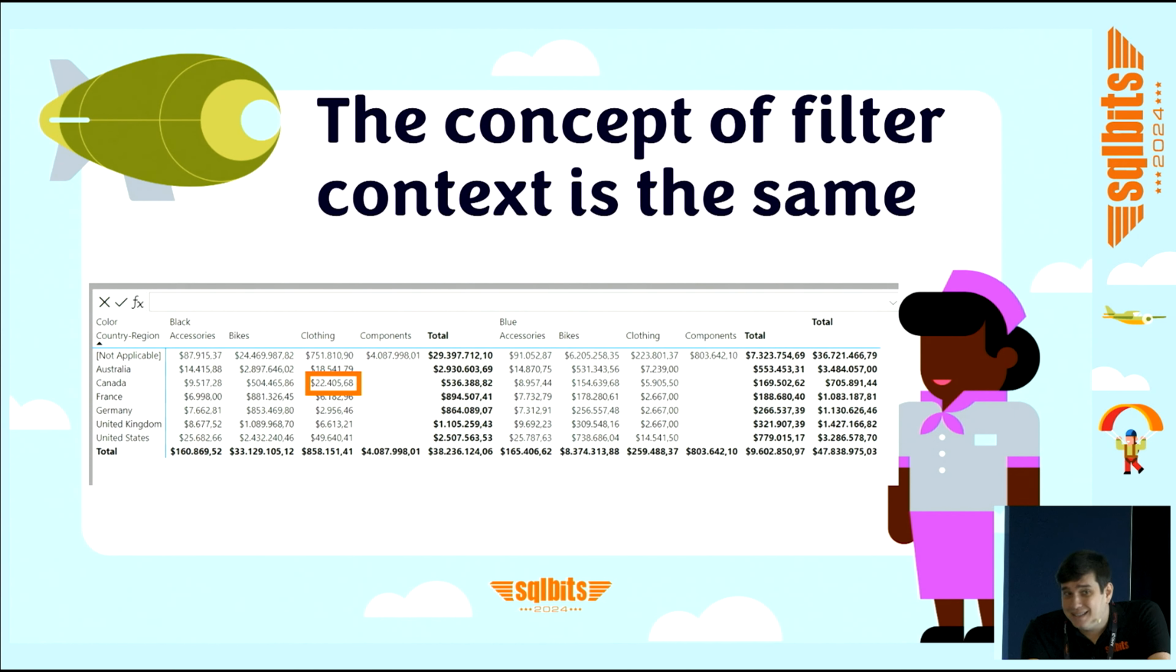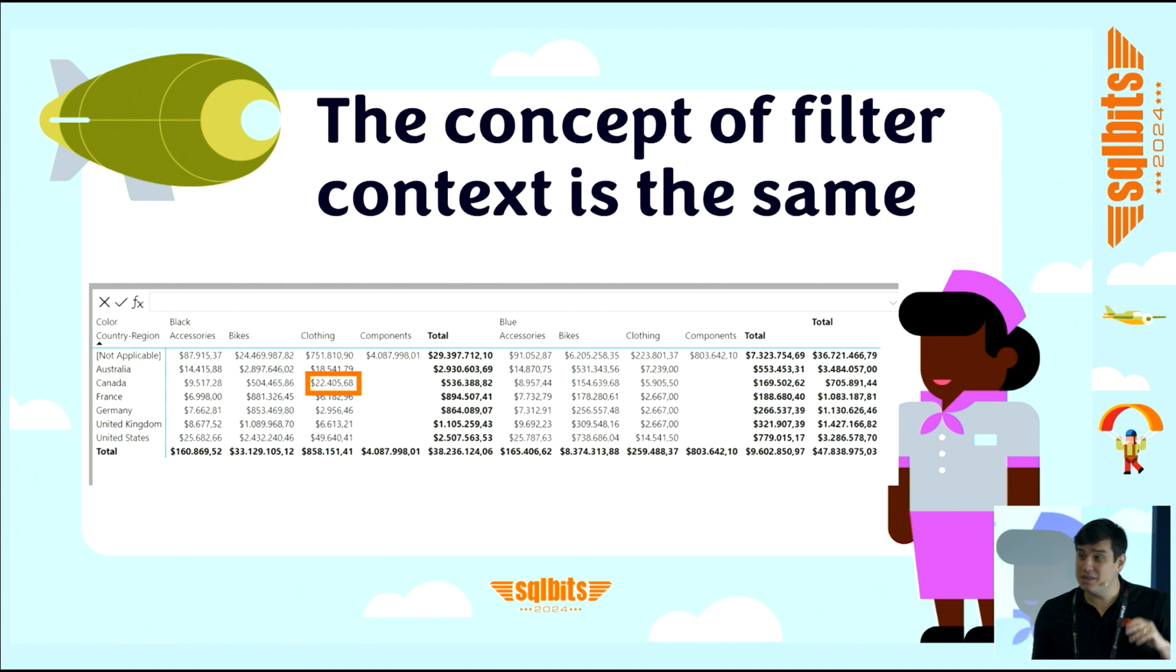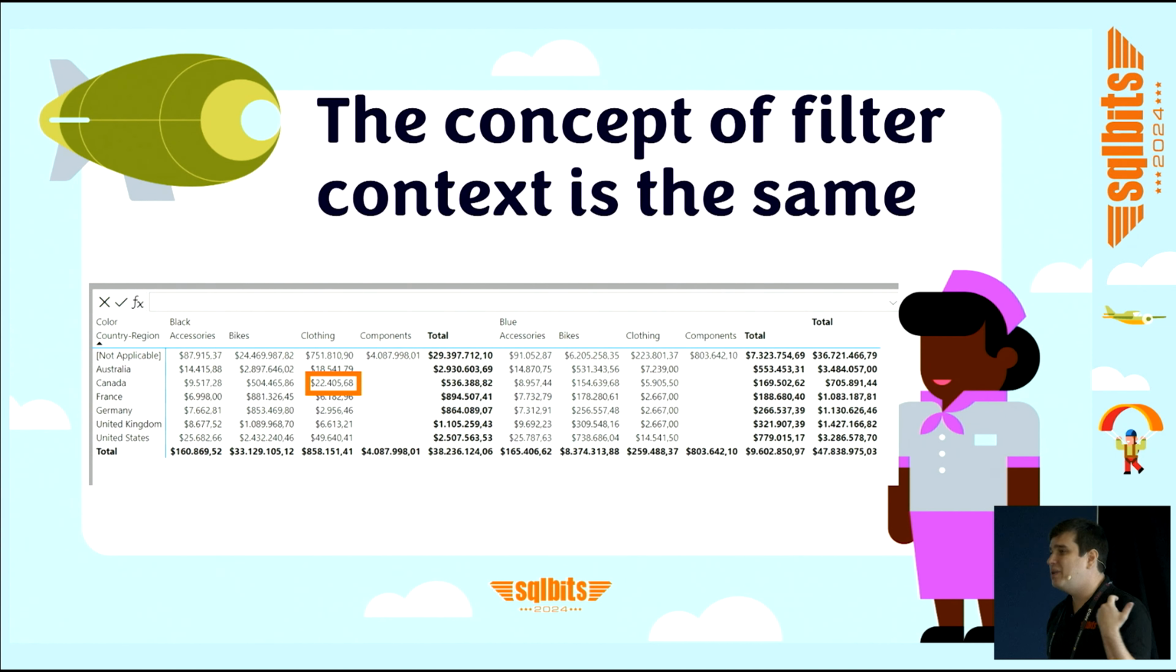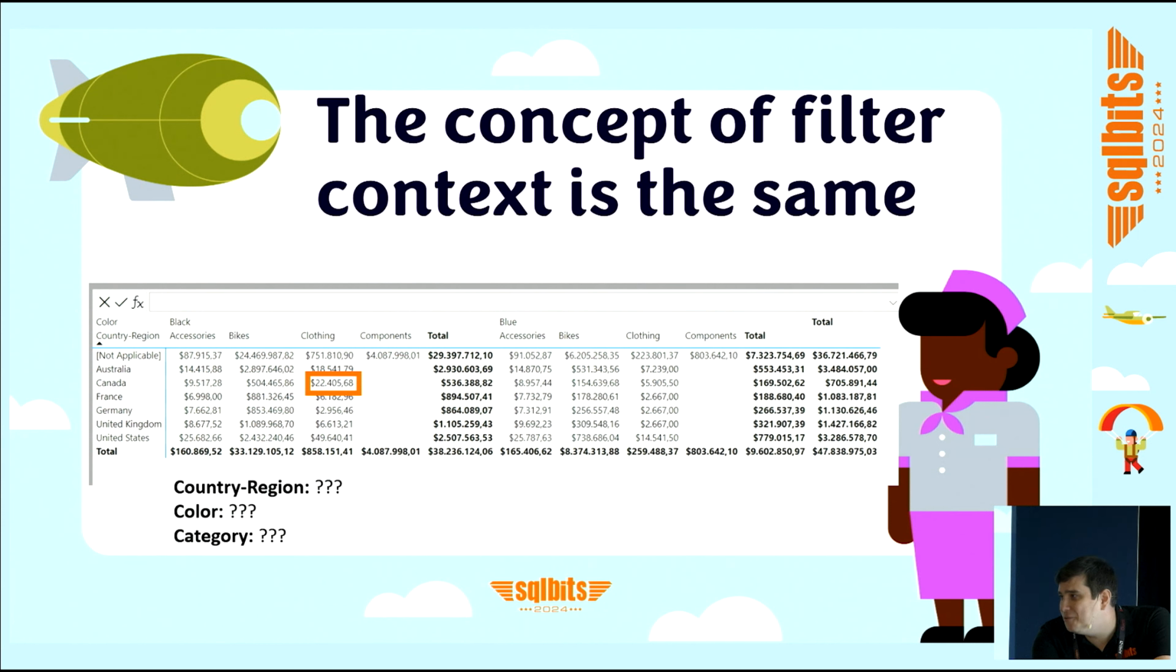So here we don't have the row context, but we still have the exact same filter context that we are used with the regular DAX. So if I highlight this cell, think about regular DAX. What is the filter context? Easy, right? And sorry? Country region is Canada and black and clothing. Perfect. Country region Canada, black and clothing.